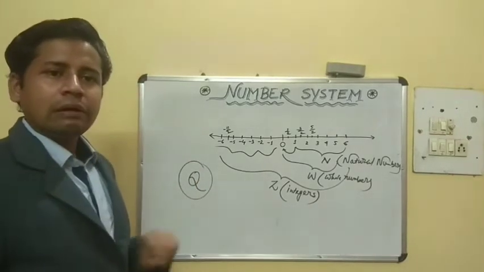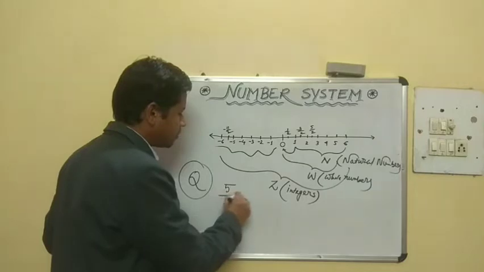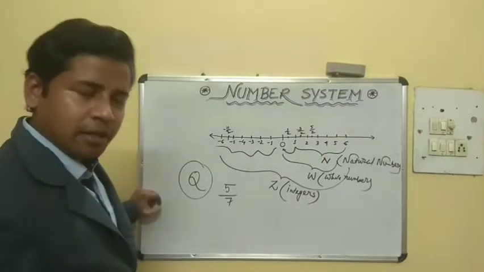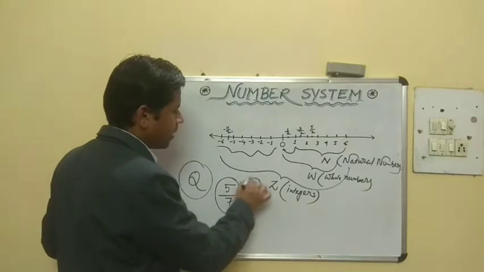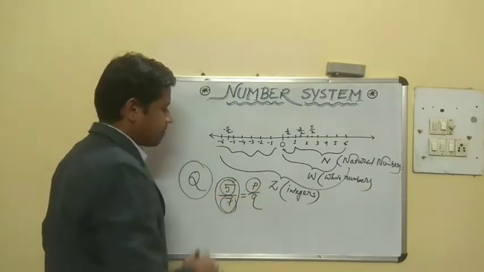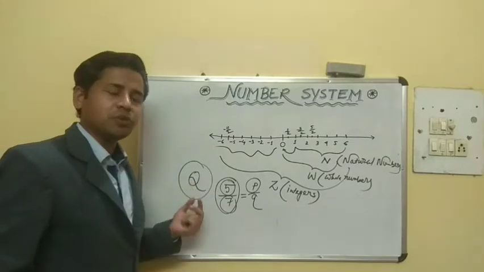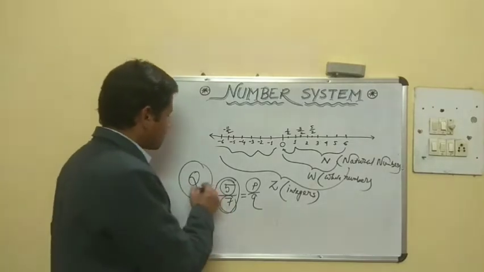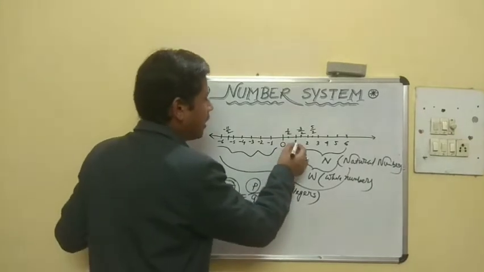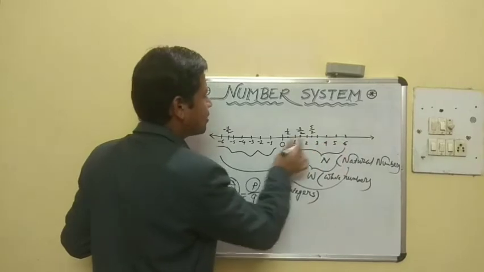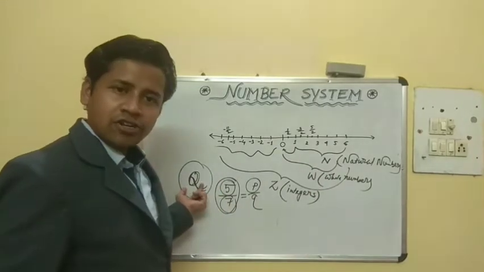Rational numbers we basically denote as capital Q. The definition of rational numbers says that when a number is expressed as P by Q, suppose 5 by 7 is a number expressed as P by Q, where P is 5 and Q is 7, then 5 by 7 is called a rational number, which is denoted by Q. You see here, this Q, the rational numbers, also includes 1, 2, 3, 4, 5, 6, 0, and all these integers are also included in the rational numbers Q.